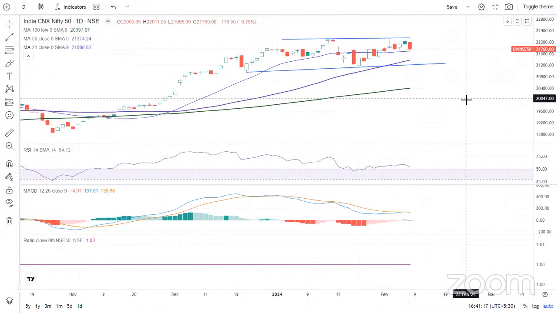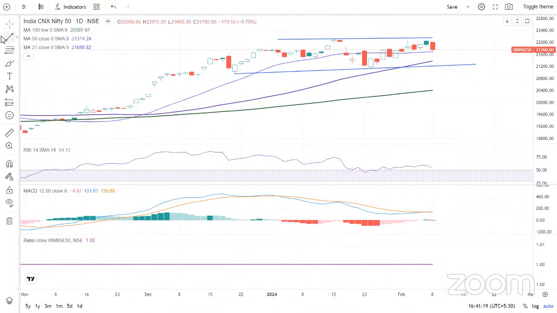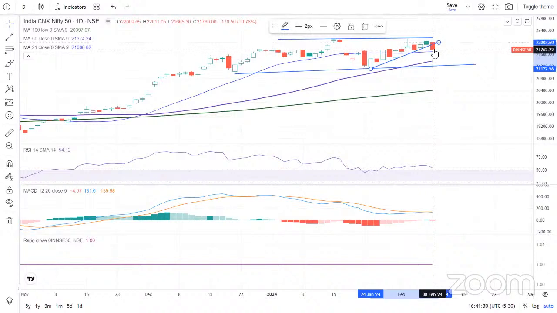Why more negative bias? There is a technical reason: this particular short-term upward sloping trend line. Today, after the RBI policy, banking stocks started falling, mainly because of the RBI commentary about charges levied by banks. Because of that, the entire private bank pocket started falling, and Bank Nifty dragged almost 700 points.